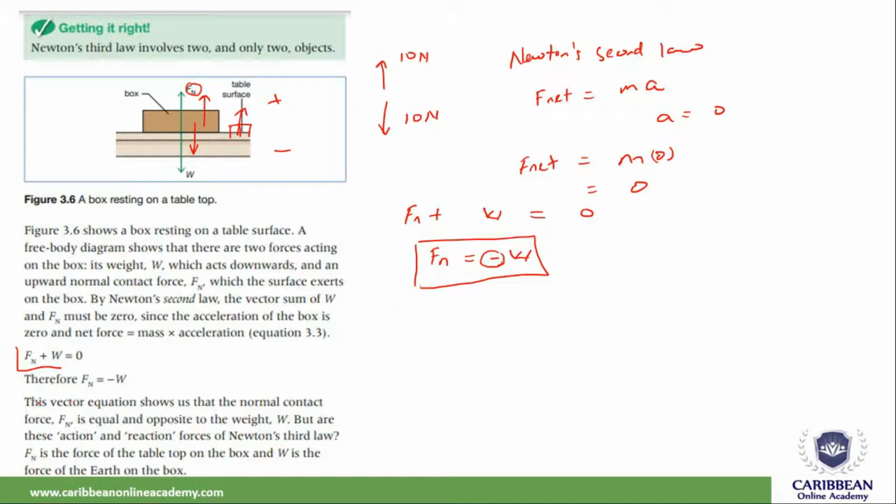All right. It says now that this vector equation shows us that the normal contact force is equal and opposite to the weight. Similar to what I said. All right. Yeah, it's important to note that it asks, are these action or reaction forces of Newton's third law? Now, I would basically say that it's a reaction force, right? Because the weight is going down on the table, right? There's a reaction taking place. So the normal reaction force is reacting to the weight that is acting down on the surface.